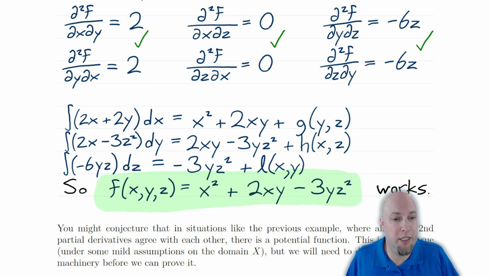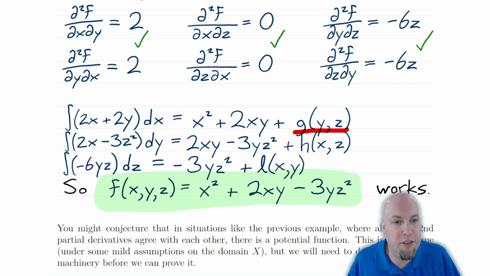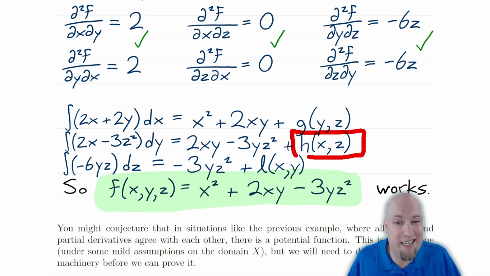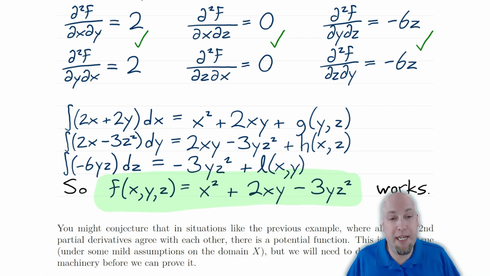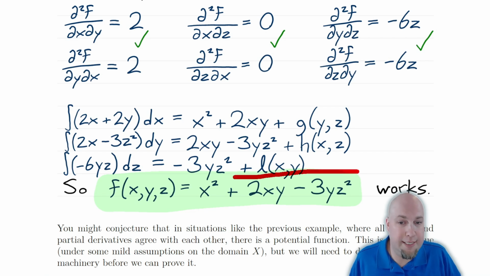If I do the z partial, I just get a negative 6yz. That's the correct thing as well. So it has the correct partial derivatives. If you like, you can think of this as, what did we choose my g of yz to be? Well, I chose it to be negative 3yz squared. What did I choose my h of xz to be? Just x squared. And what did I choose my l of xy to be? Well, these first two terms, x squared plus 2xy. Once I make those choices for g, h, and l, then all three of these lines equal each other, and that's my potential function f.